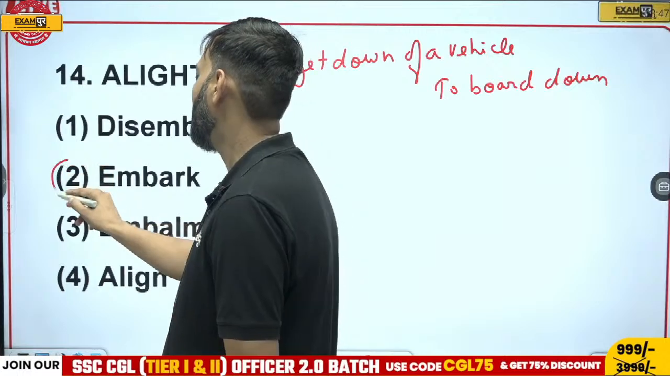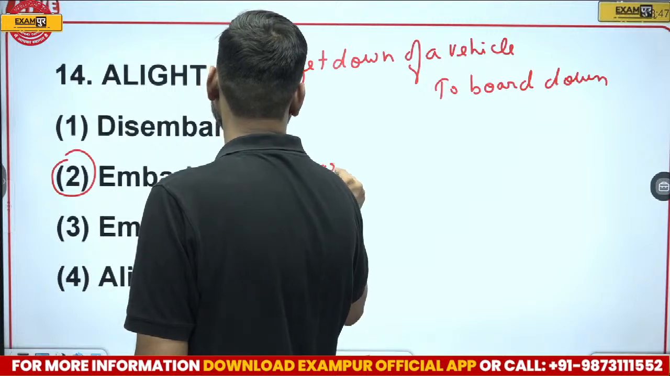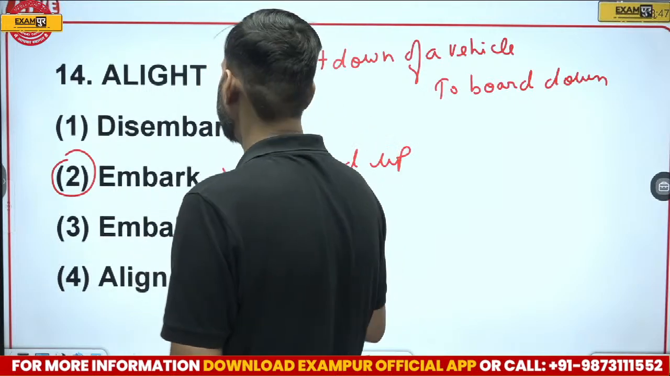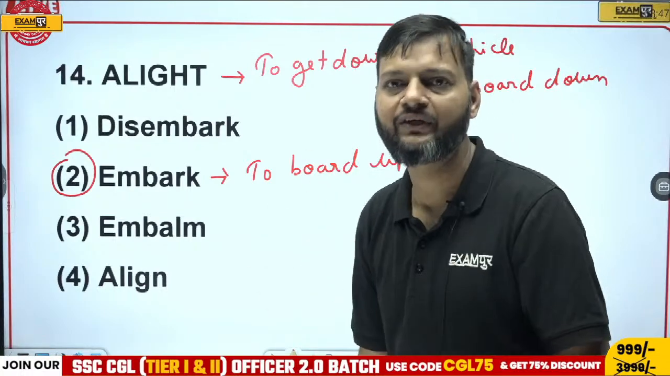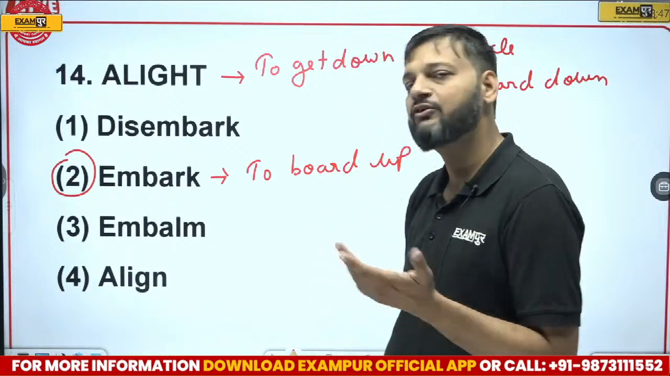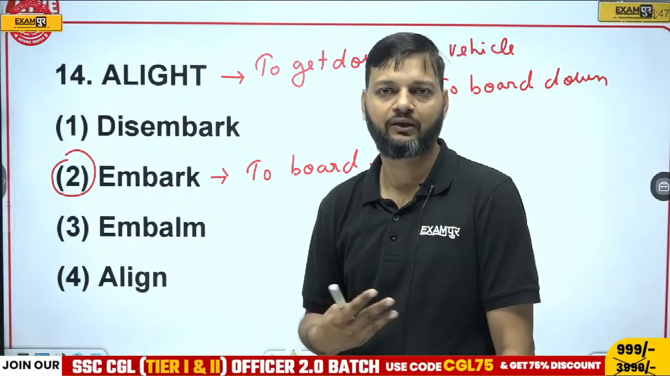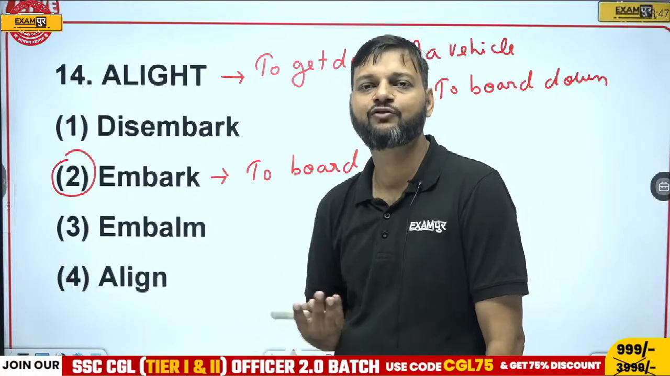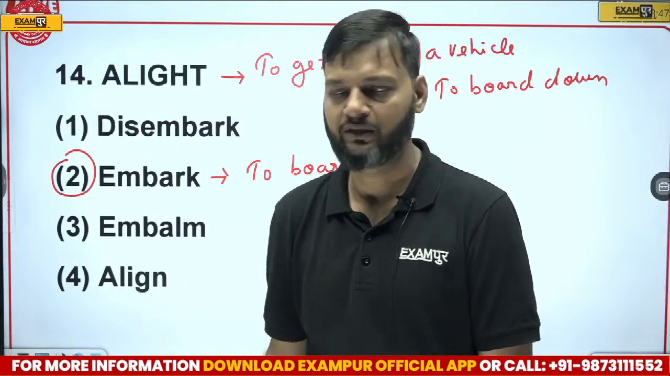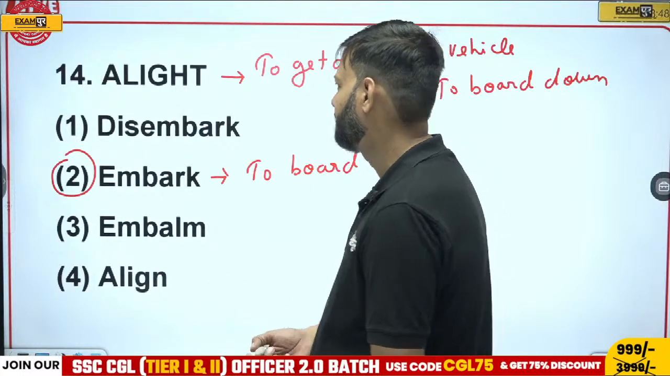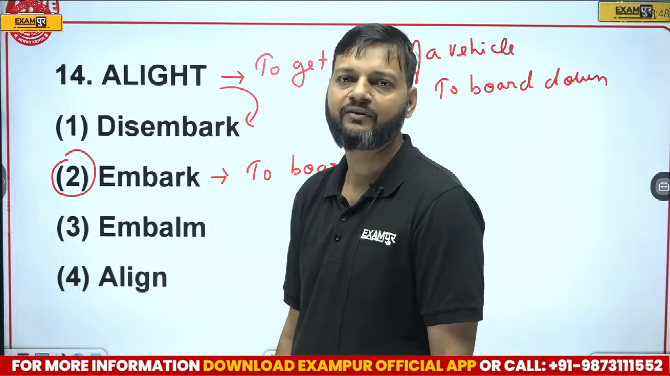Its antonym is embark. Embark means to board up. Alight means to get down of a vehicle, to board down of a vehicle, and embark means to board up a vehicle. We board up a vehicle to travel. When the traveling is over, when we reach our destination, we board down of it. And disembark is its synonym.